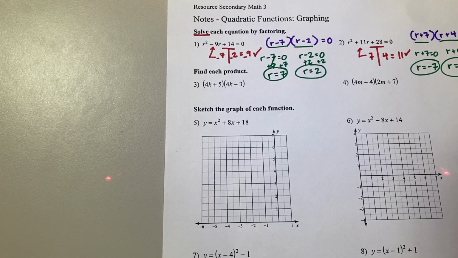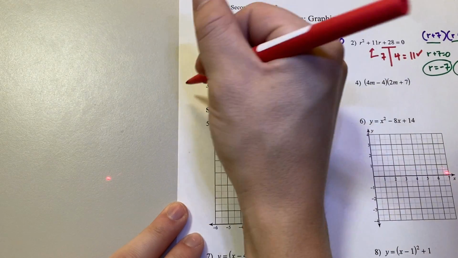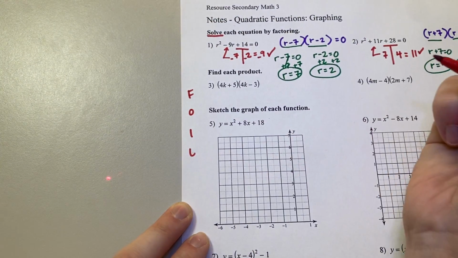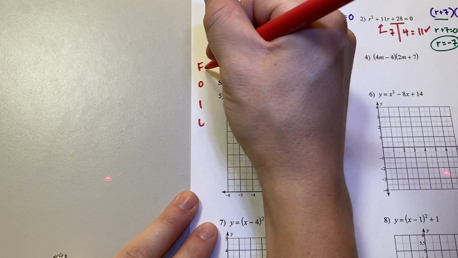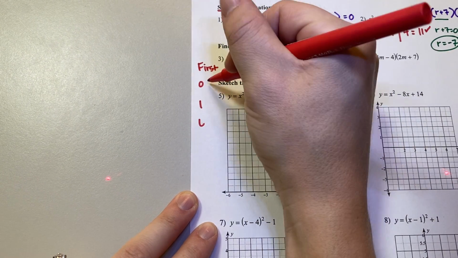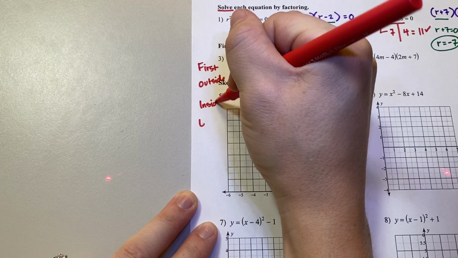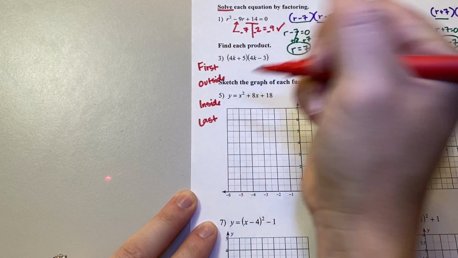Let's start with FOIL. Let's remind ourselves what FOIL stands for. Let's just write it over here, F-O. First, outside, inside, last. Easy peasy, nice.